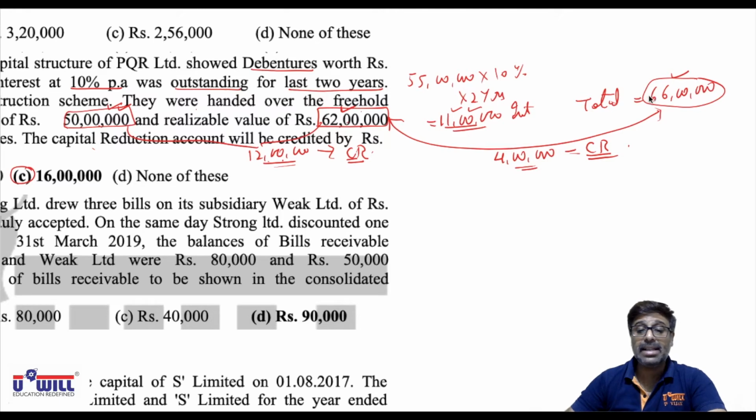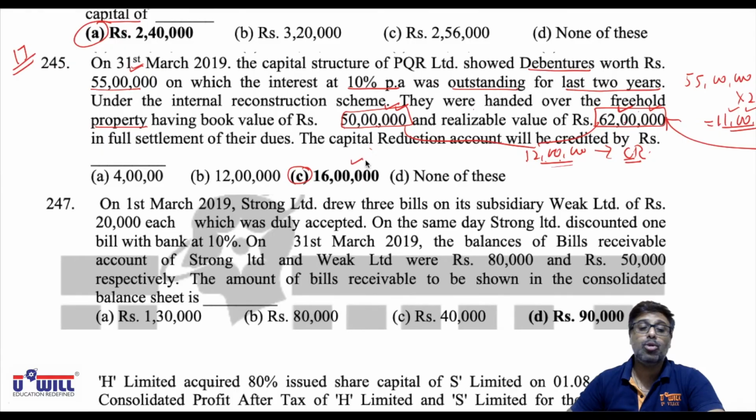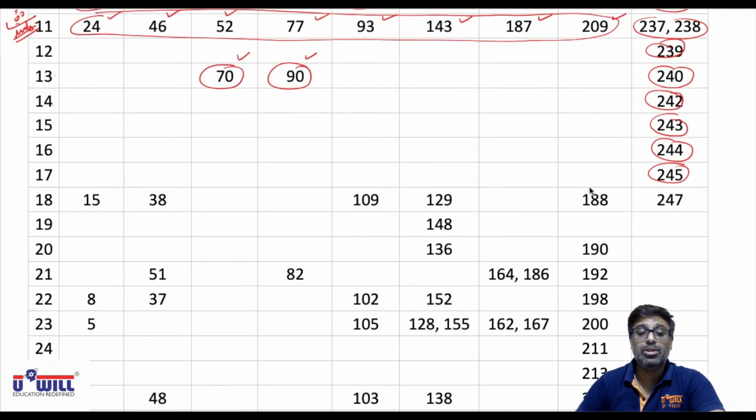But we settle them by giving freehold property of 62 lakhs. We are paying them 4 lakhs less. That also goes to capital reduction. So 12 lakhs plus 4 lakhs, 16 lakhs will go to capital reduction. Now similar to question 245, there is no other question. Now similar to 247, there are many questions. So this 18th also, all of you would mark it important, 247.